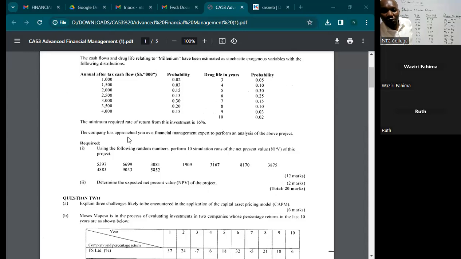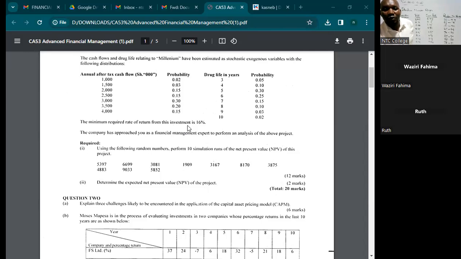Now the company has approached you as financial management expert to perform an analysis of the above project using the following random numbers. So that definitely takes you to simulation. Perform 10 simulation runs, meaning that unajaribu mara 10 of the NPV of this project. So you need to get NPV mara ya kwanza, NPV mara ya pili, until the last one. You know what we require to get NPV. Normally we require the cash flows.